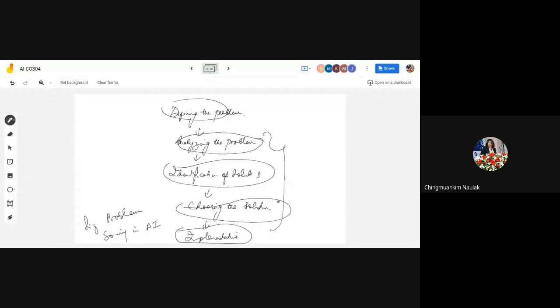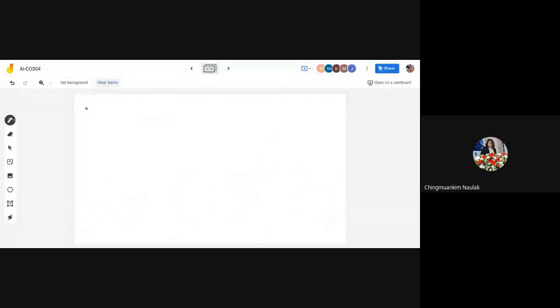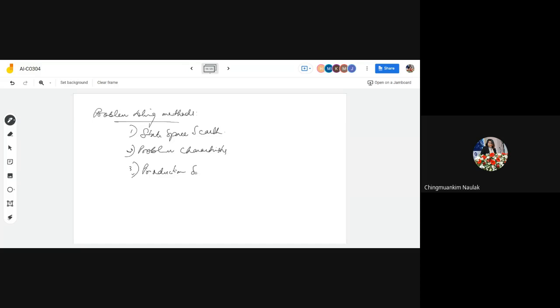Basic problem solving methods. We have, just write down here, problem solving methods: state space search, problem characteristics, production system characteristics, and issues in design of intelligent search algorithm.